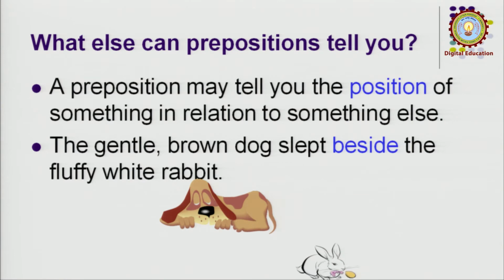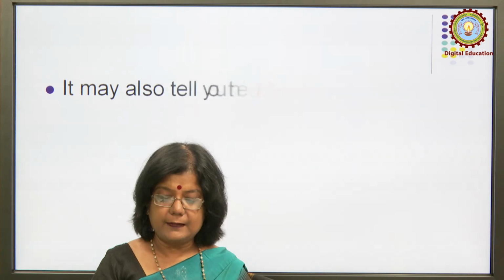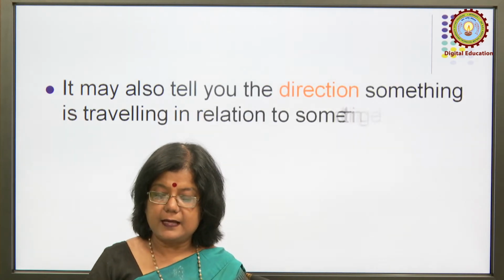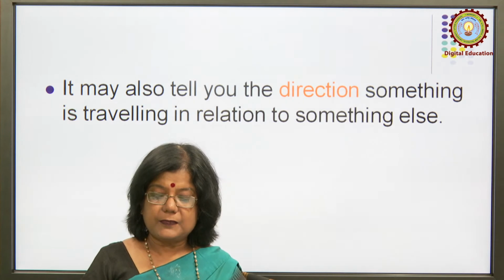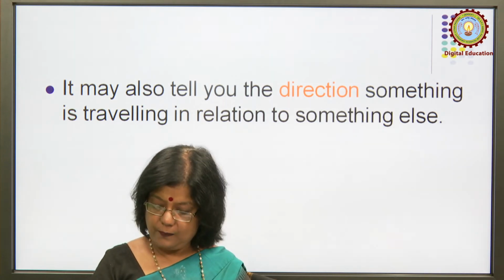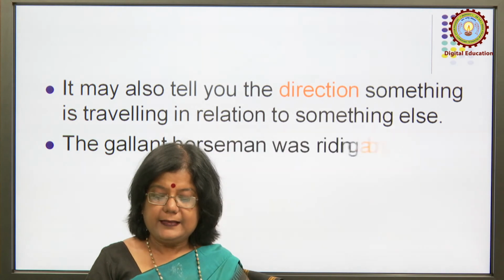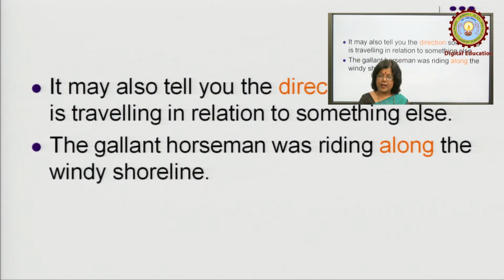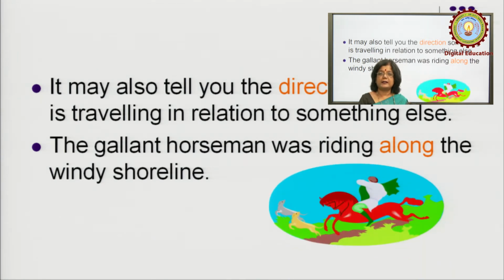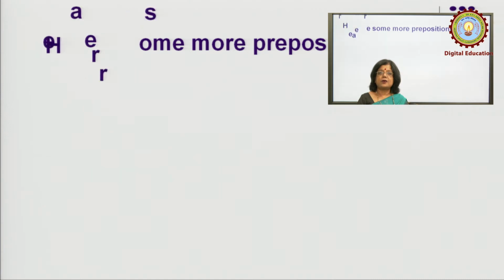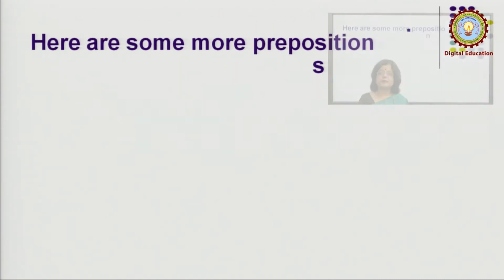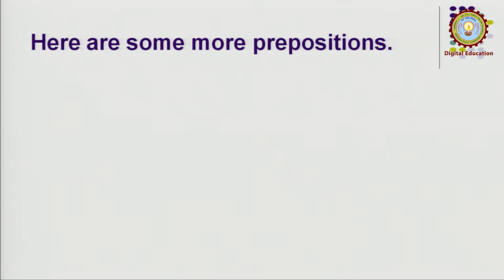Next, if we want to detail it further, we can see that in some sentences it so often happens that it may tell us the direction something is travelling in relation to something else. The example: the gallant horseman was riding along the windy shoreline. Here the gallant horseman's exact position is stated.